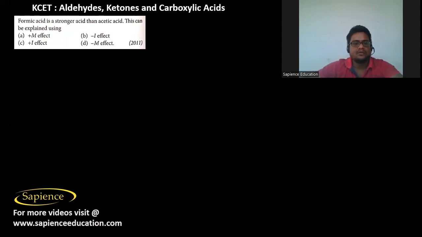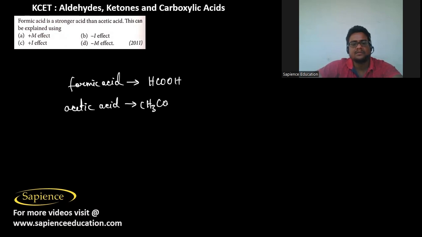Then it is told formic acid is stronger than acetic acid. Formic acid means HCOOH, and acetic acid means CH3COOH. Now it is told that formic acid is stronger than acetic acid.